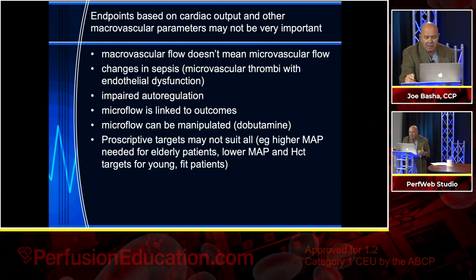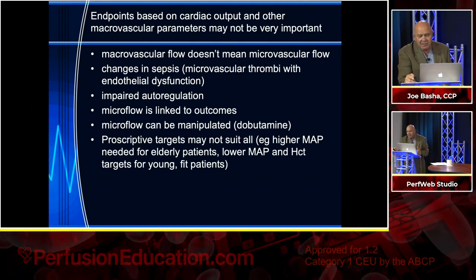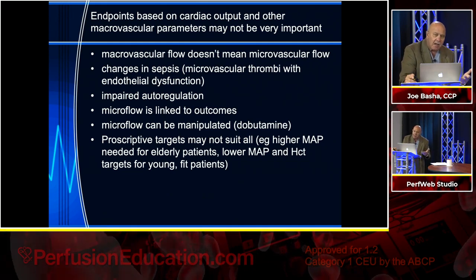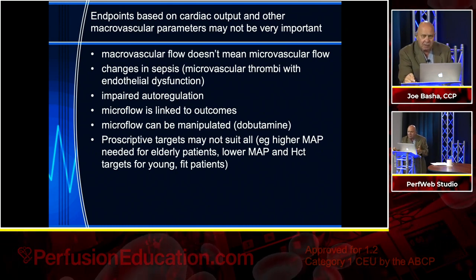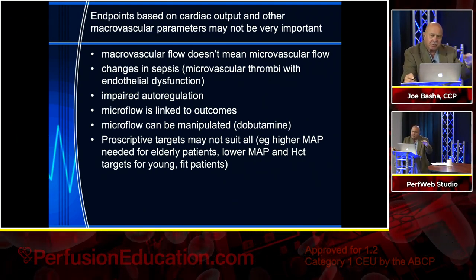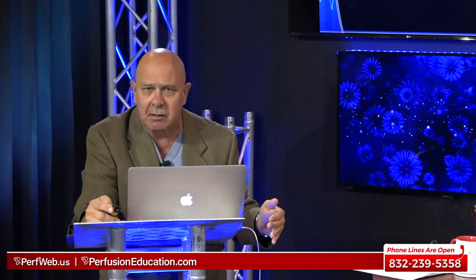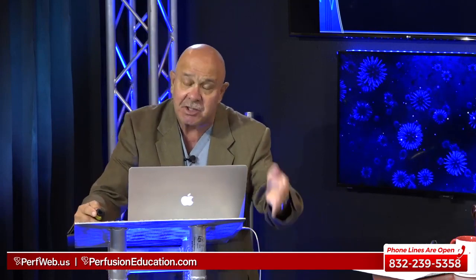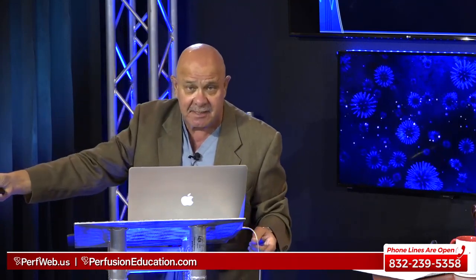So a higher mean arterial pressure may be needed for an elderly patient, but somebody else may need a lower mean arterial pressure, and hematocrits for young, otherwise healthy and fit patients may not be suitable for older, sicker patients with higher comorbidities. And I think that's another thing, these artificial thresholds that we use when we say our transfusion trigger is X. Well, that's ridiculous. Your transfusion trigger for this type of patient should be X, and for that type of patient should be Y, and for that type of patient should be Z.